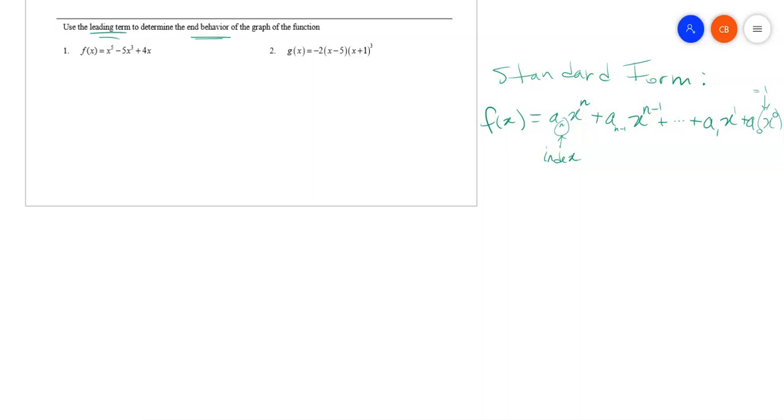And whenever we have the standard form, we can tell the end behavior based on the leading term, which we talked about before, that the highest degree term is the one that determines the end behavior. Well, as long as you're in standard form, the highest degree term will always be in the front. And so we can just call those the same thing.